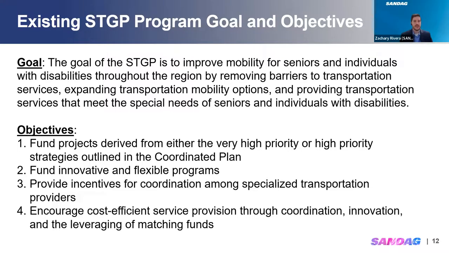All right, so the existing goal of the STGP is to improve mobility for seniors and individuals with disabilities throughout the region. Currently, there are also 4 program objectives. 1, fund projects derived from the coordinated plan, which Ben alluded to earlier. 2, fund innovative and flexible programs. 3, provide incentives for coordination. And 4, encourage cost-efficient service provision. Next slide, please.